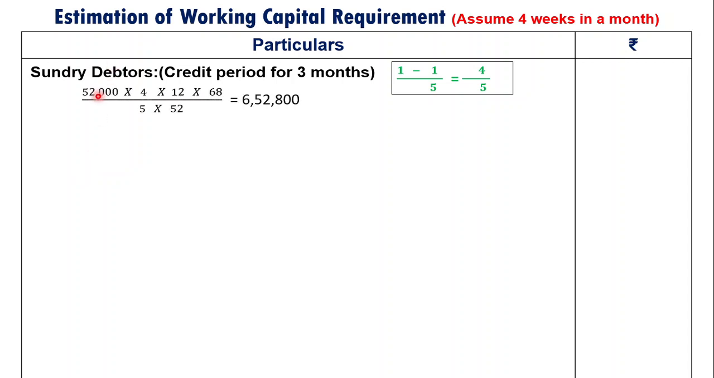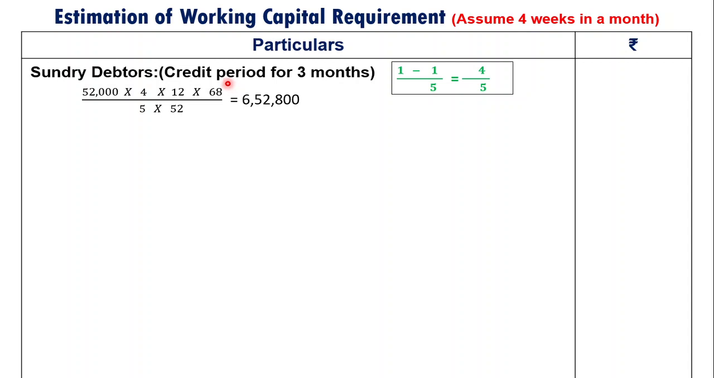That's why 52,000 is the total estimated production, out of which 4 by 5 is to be taken, into 12 divided by 52. Why is it 12? Because it is 3 months. 1 month consists of 4 weeks, so 3 months consists of 12 weeks. So 12 divided by 52, and selling price should not be taken. Only total cost should be considered for sundry debtors.